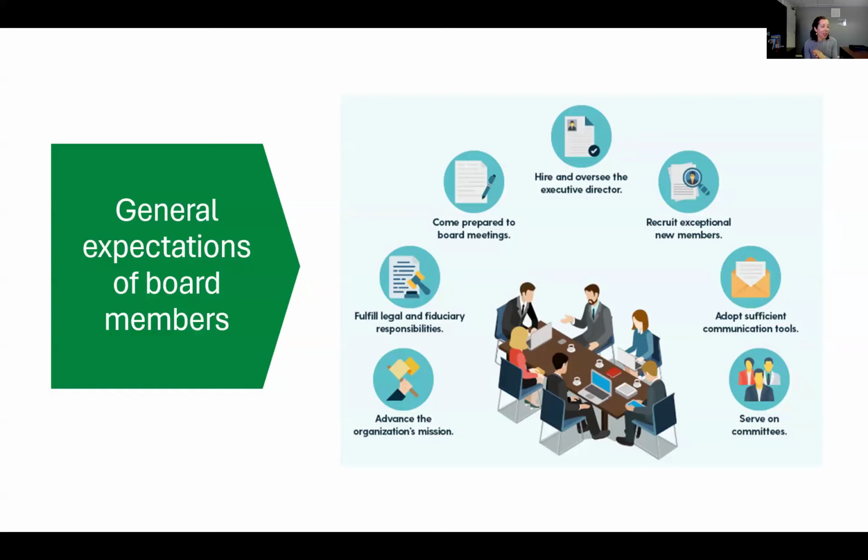Using sufficient communication tools, so you as board members should have access and sharing files for all of those things that I mentioned earlier: financial statements, bylaws, articles of incorporation. Hopefully you have great platforms in place for your meetings, whether they're held in person or online.